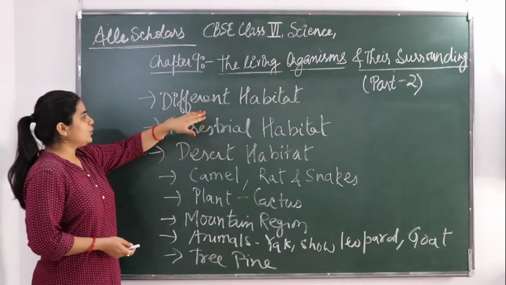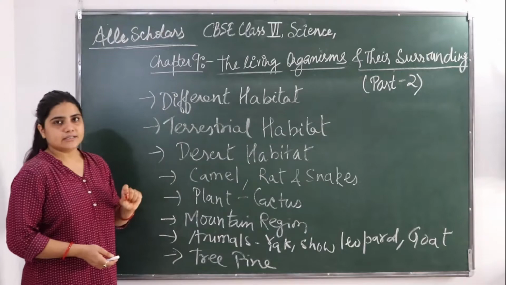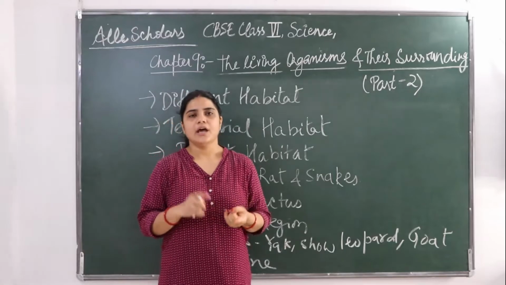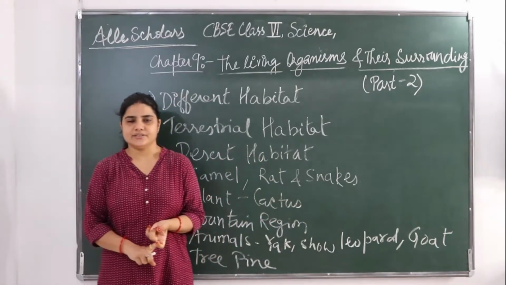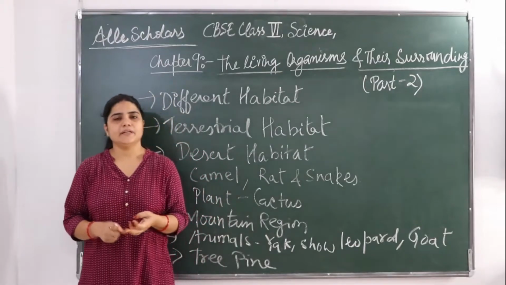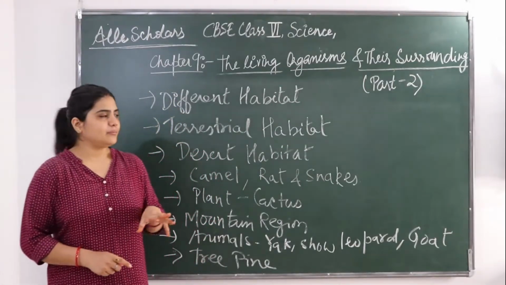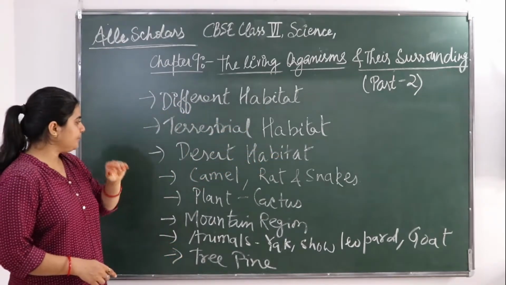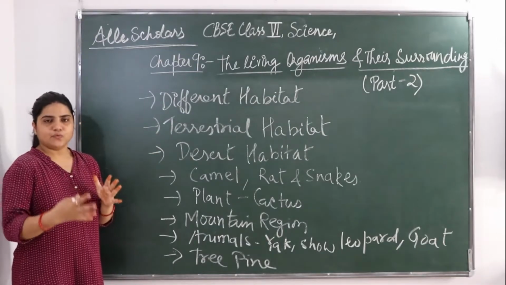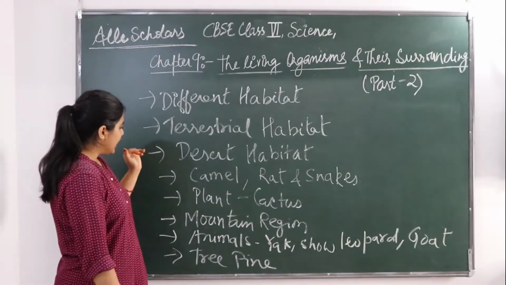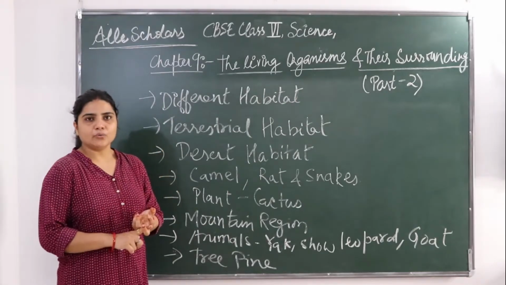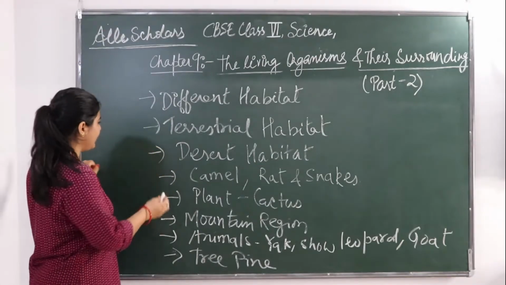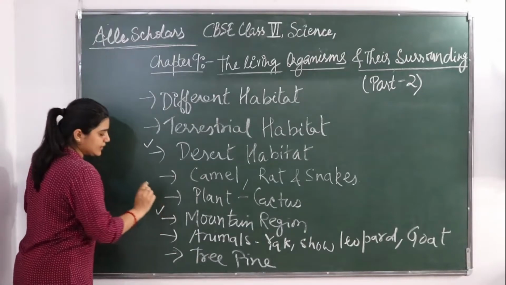Here in part 2 we are going to discuss different habitats. We will see the classification, that is how habitat is classified into terrestrial habitat, coastal habitat and aquatic habitat. From that we are going to discuss the terrestrial habitat, that is what a terrestrial habitat is. In the terrestrial, further there are 4 types of division: grassland, deserts, mountain. We will be seeing in this video about desert habitat and mountain regions only.